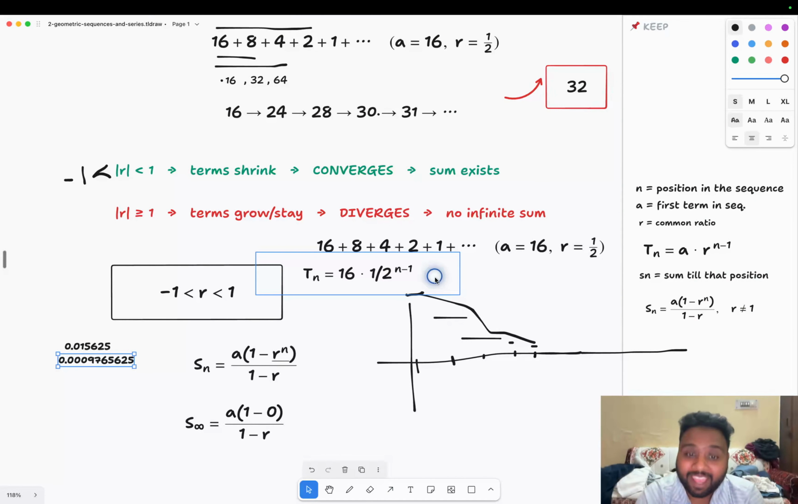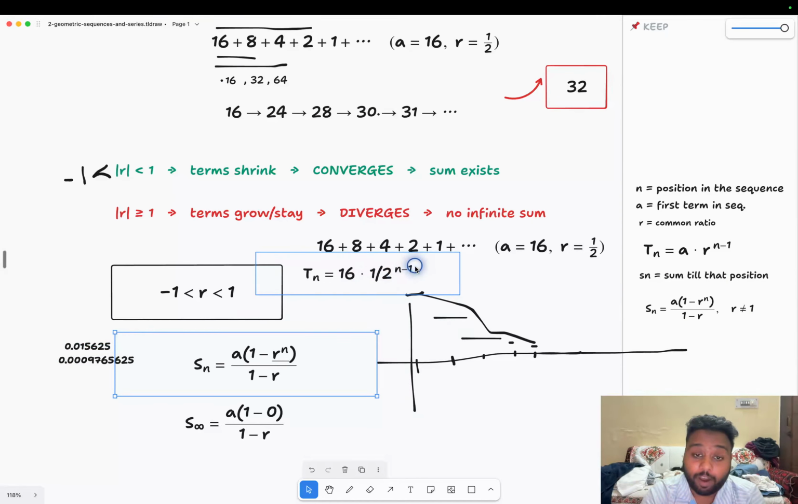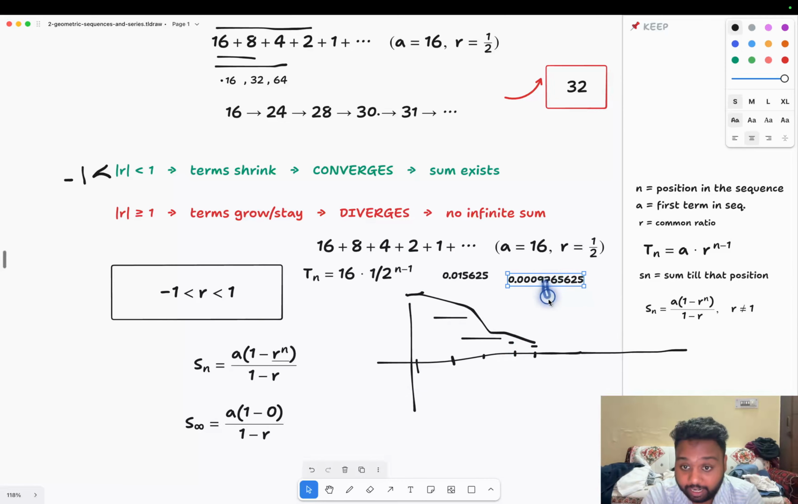Let's imagine 1 by 2 to the power of 6. That is a very small number: 0.01562. And let's imagine 1 by 2 to the power of 9. This is a very, very small number. You see, just from going from power 6 to power 9, this number reduces very fast. If you can find a calculator or an online calculator, calculate this yourself. But this is very important to understand intuitively.